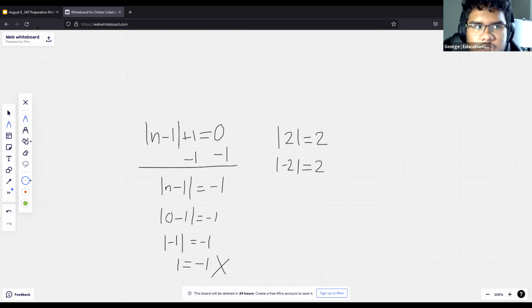And this final result that you would get by substituting in 0 is therefore incorrect. So the correct answer for this equation is D, because it is impossible for this absolute value function to be a negative number.